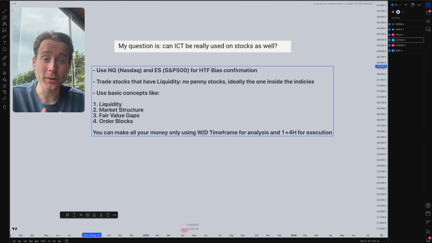Can ICT really be used on stocks as well? That's a question I get a lot in the DMs and from my private students. And the answer is yes. You can use ICT for stocks. But now the question is how?